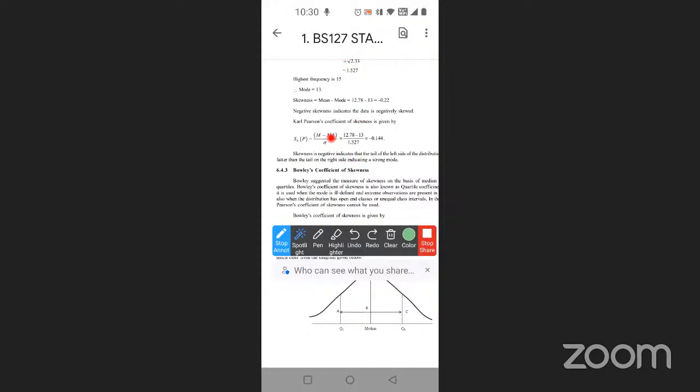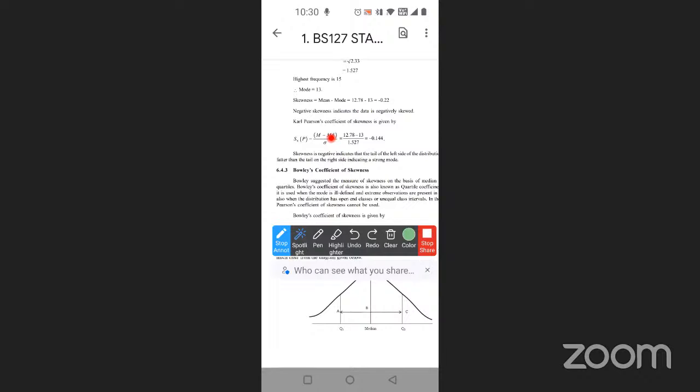Mean minus median is not used here; mean minus mode is used. So mean is equal to 12.78, minus mode is equal to 13, divided by sigma, which is 1.527, so you should get minus 0.144. Skewness is negative, which indicates that the tail on the left side of the distribution is longer or flatter than the tail on the right side, indicating a strong mode. So this should be known as SKP.